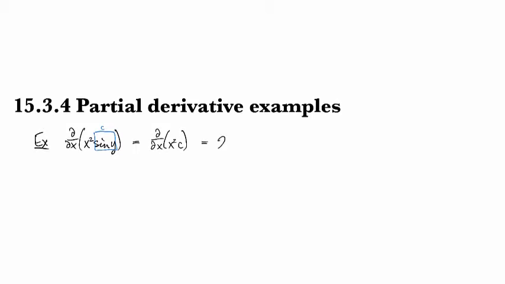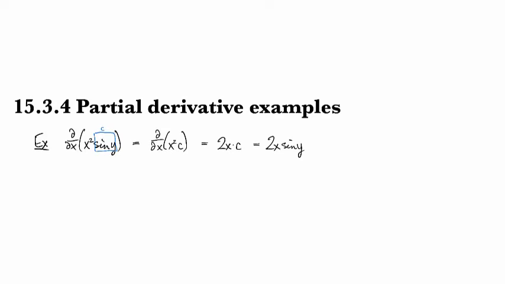So that's going to be 2 times x times c, because you can pull a constant out of a derivative. And then I'll replace this c back with what it's really supposed to be.